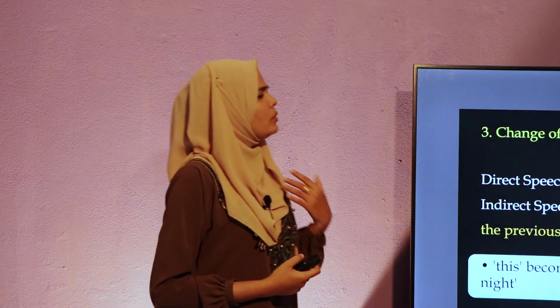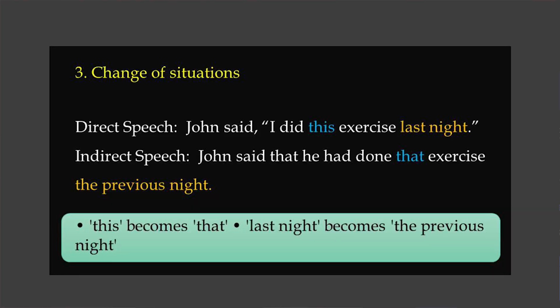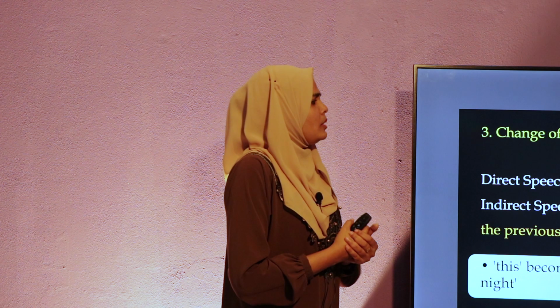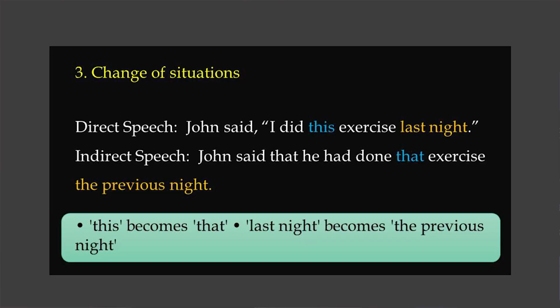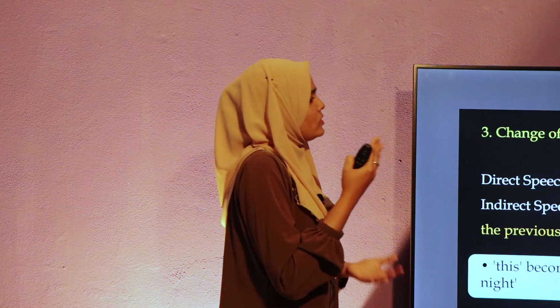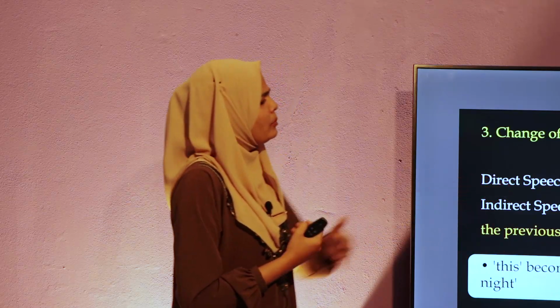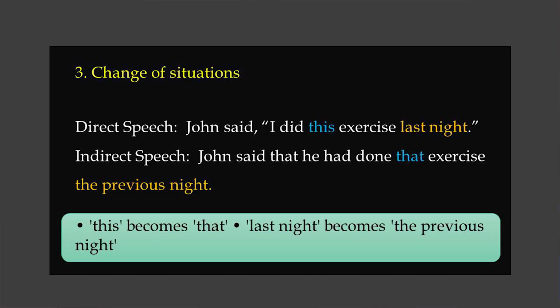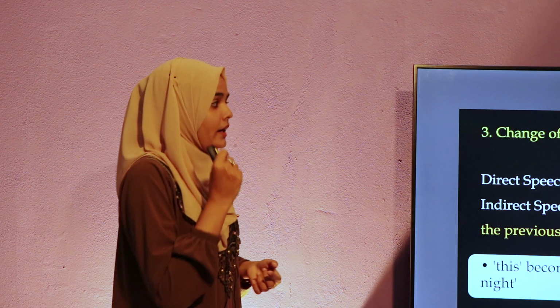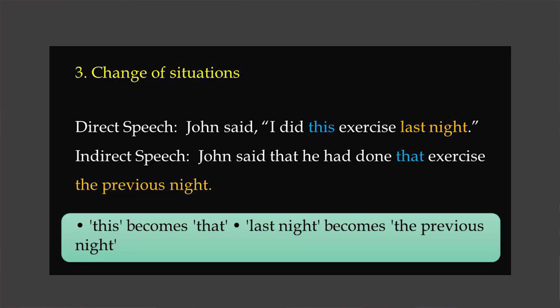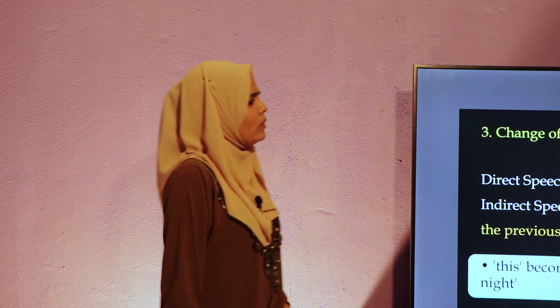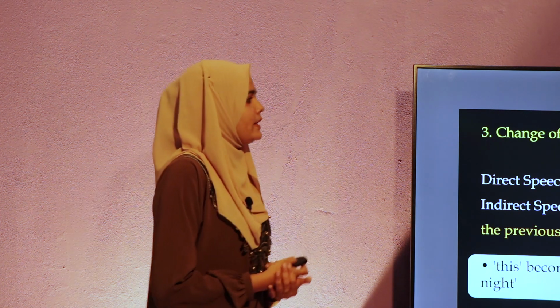Okay, so now moving to the third one, change of situations. For example, in direct speech, it's I did this exercise last night. So, certain things change in indirect speech. For example, John said that he had done that exercise the previous night. As you can see here, this becomes that in indirect or reported speech, and last night becomes the previous night in indirect speech. Let's think of some other examples for this.